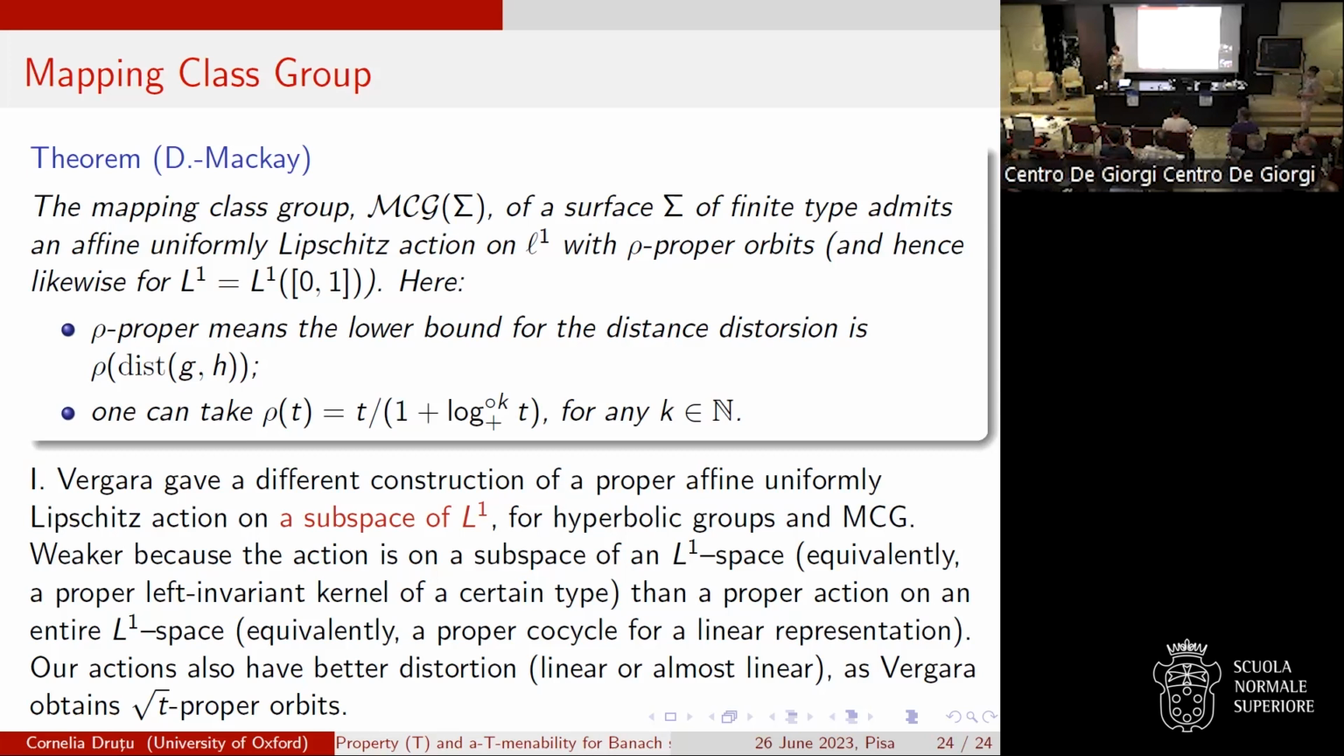So you might have said it, but is there an example of a group that has the fixed point property on L1? Fixed point property on L1? Well, you mean affine uniformly Lipschitz action? Yeah. There is the hope of constructing an example, but for the moment, no. Okay.